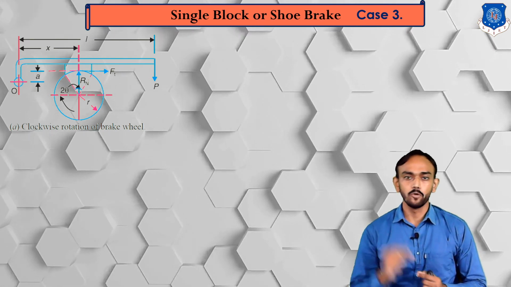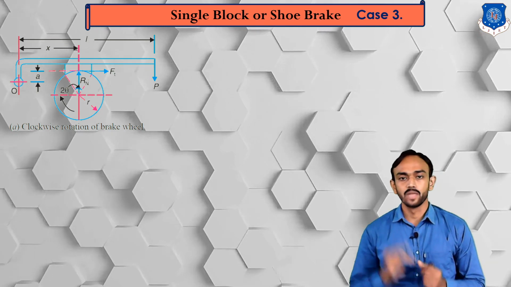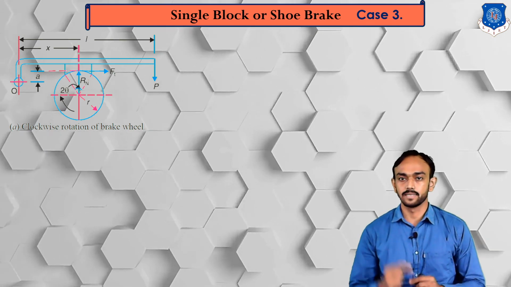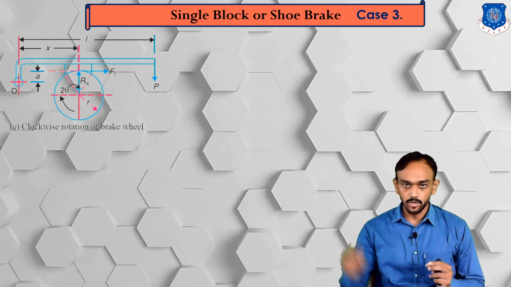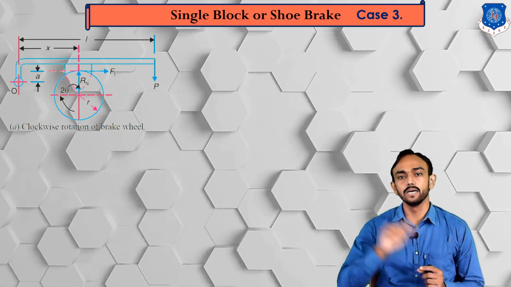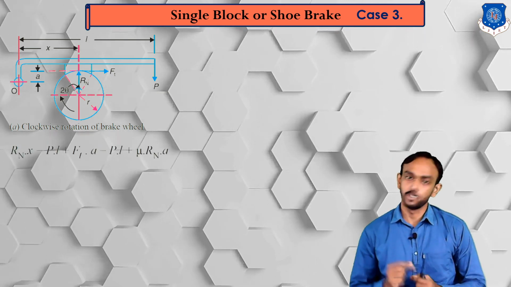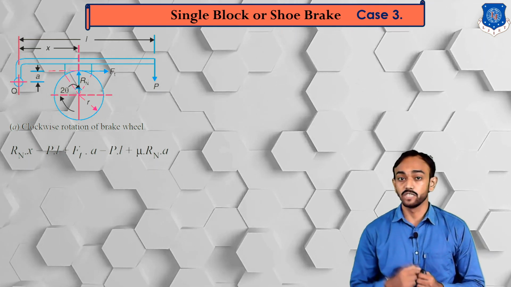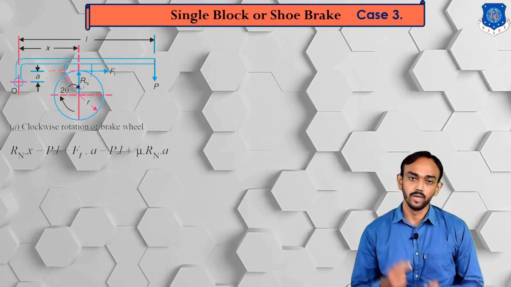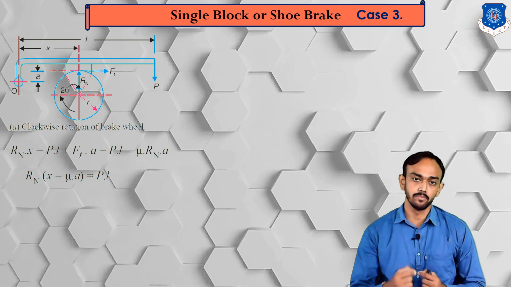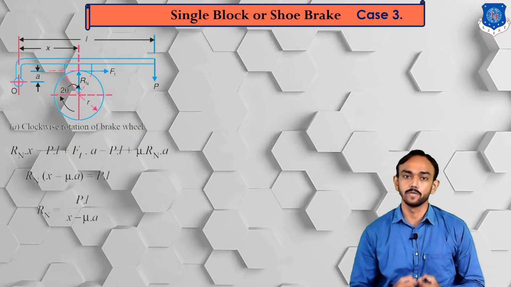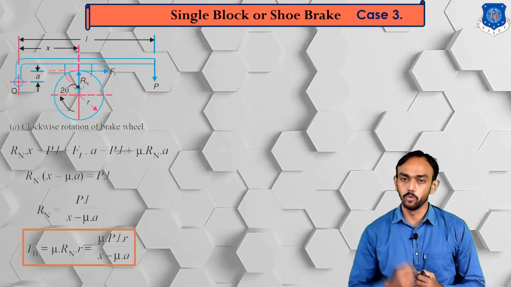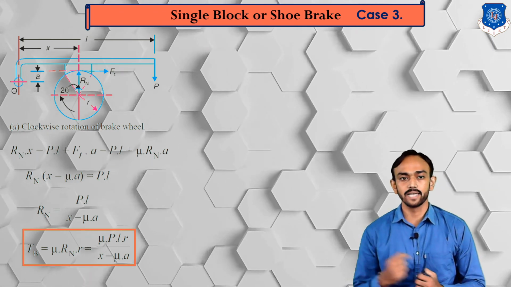Let's see. The P force is in a clockwise direction with respect to O. Rn is anti-clockwise with respect to O. These two forces are fixed. But Ft, check this, right now Ft is above O, and the rotation of that moment with respect to O will be in a clockwise direction. So Rn into X is equal to P into L plus Ft into A. But Ft is equal to mu into Rn, you can put that there, and make Rn the subject: Rn into X minus mu A is equal to PL. So Rn is equal to PL divided by X minus mu A. Okay, so the final braking torque is equal to mu PL into small r divided by X minus mu A.